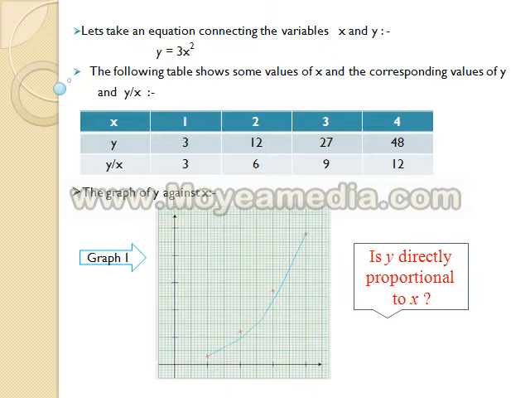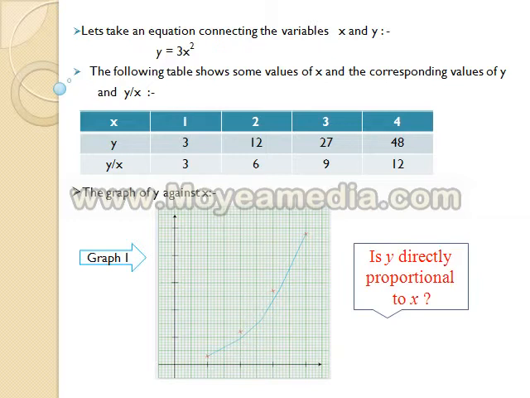I am taking two variables x and y, and as an example I'm taking this relationship, which you could see on the screen: y is equal to 3x square. What we are going to see is whether y is directly proportional to x in this relationship, or y is directly proportional to x square.